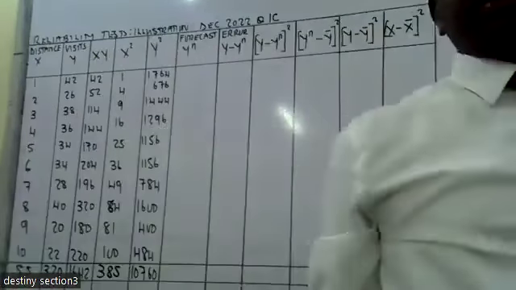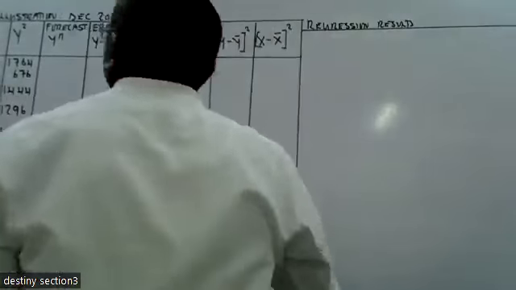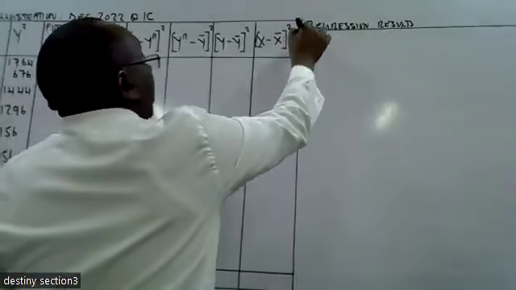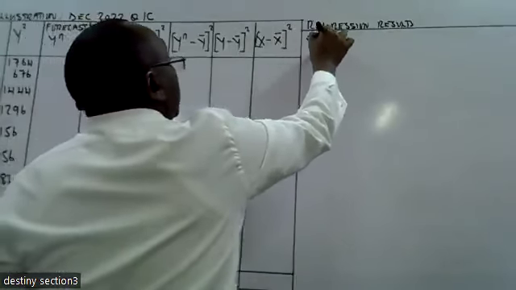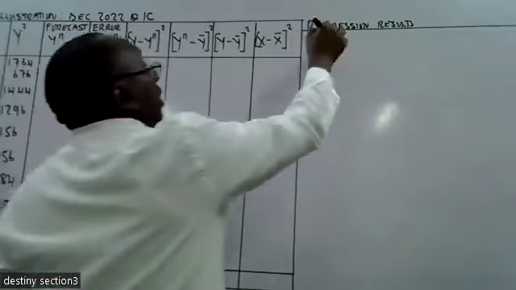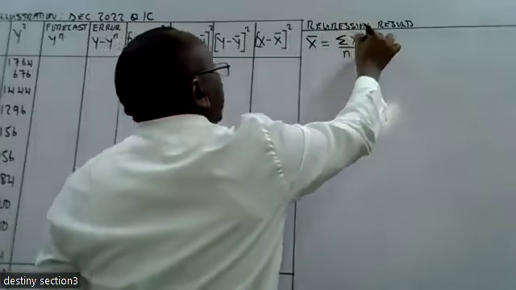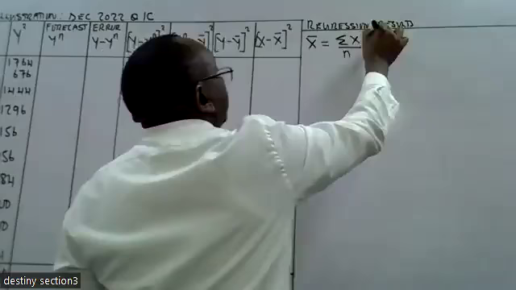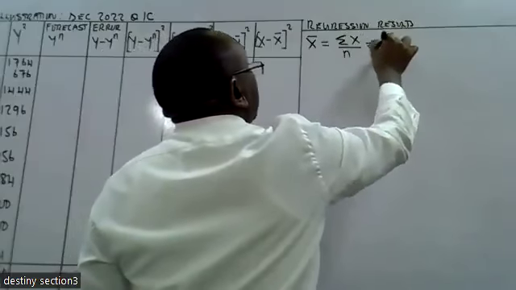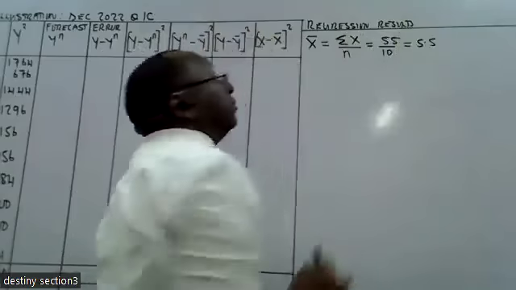Regression results. Let's start with X bar, the mean. The mean of X is given as sum of X divided by N. So this will be 55, we divide by 10, and that gives us 5.5.